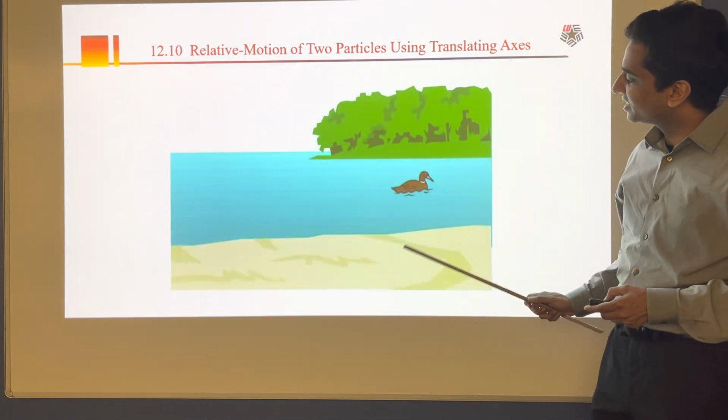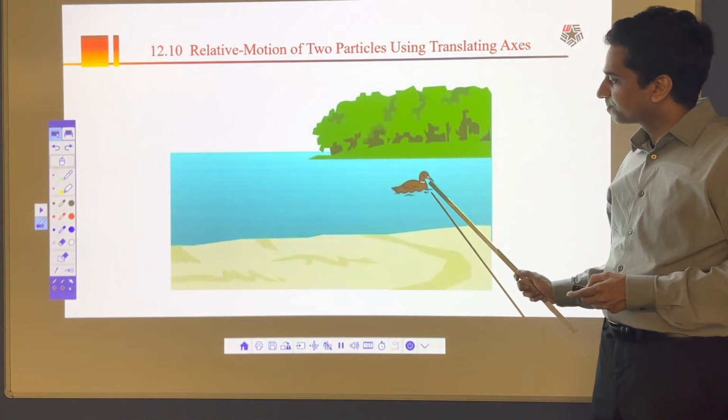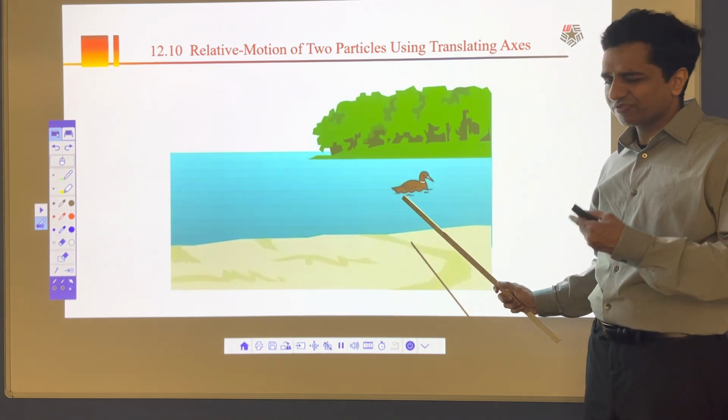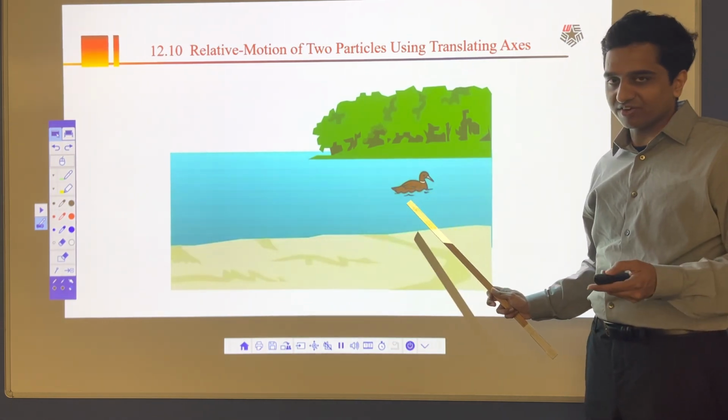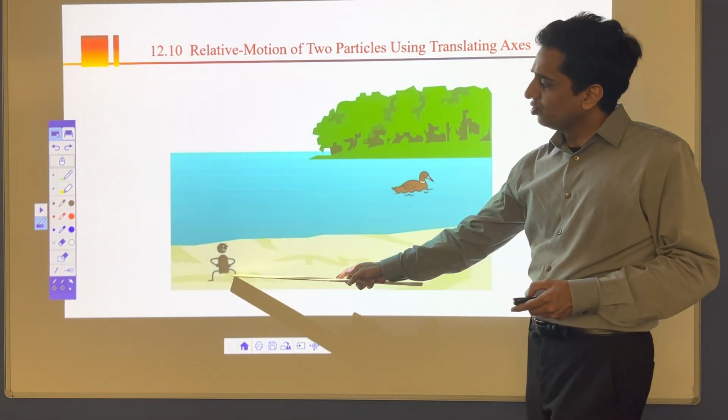So let's assume that there is a duck swimming in the pond with a very small velocity, 0.5 meter per second, let's say. So it's swimming in a pond or a river, and then you are watching that duck.